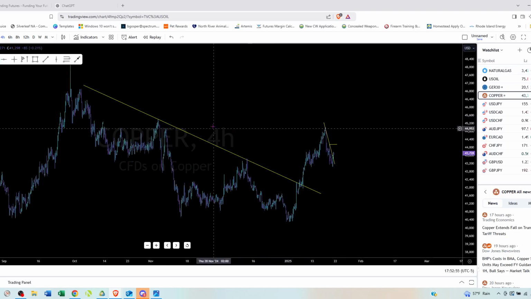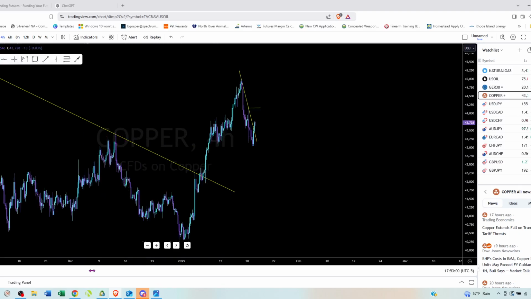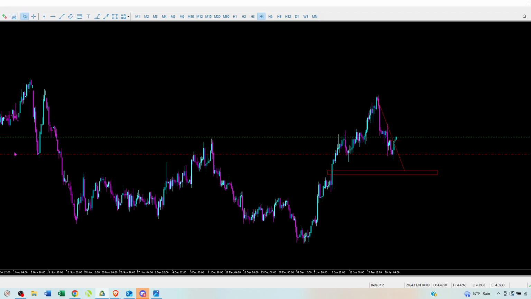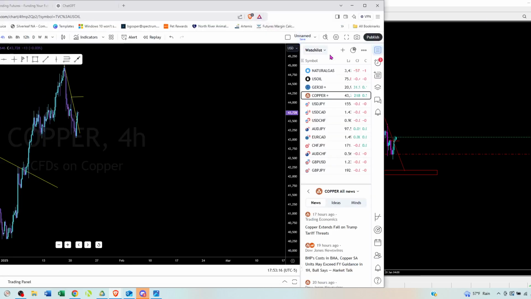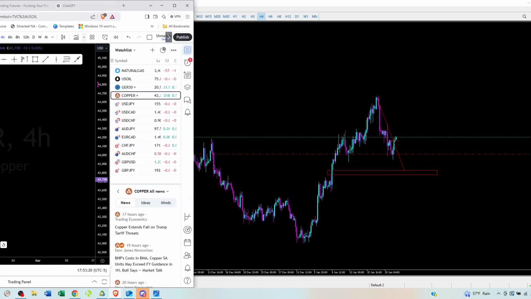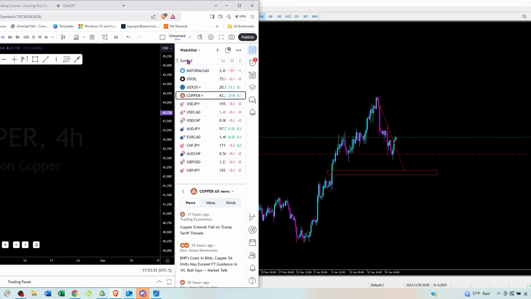So here's the 4-hour copper chart. If we just zoom in a little bit on our current price action, and then if we go over to copper, which you can see I'm in a long position. Let me see if I can bring this back up and maybe shrink this a little bit. And we'll close this out right here.